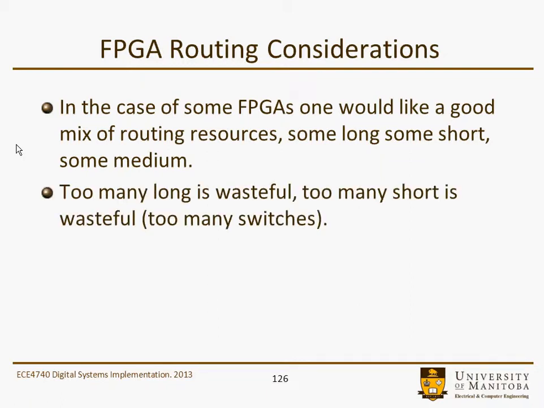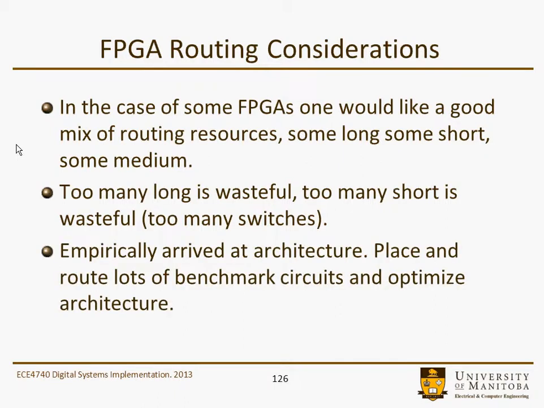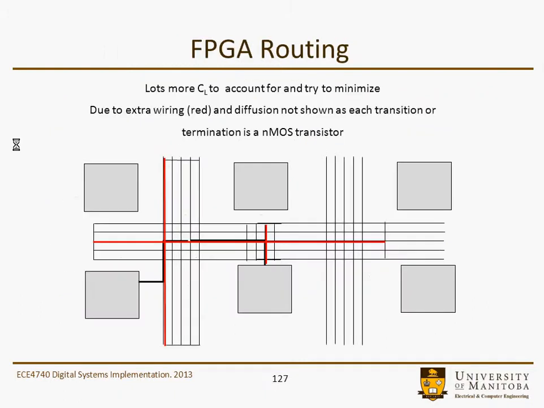If you have too many long lines, that would be quite wasteful. And too many short lines would be wasteful as well, because you'd have too many switches to connect up long lines. So as a consequence, you need to have some mix, and this is typically arrived at empirically. You place and route a whole bunch of benchmark circuits and try to optimize the architecture.